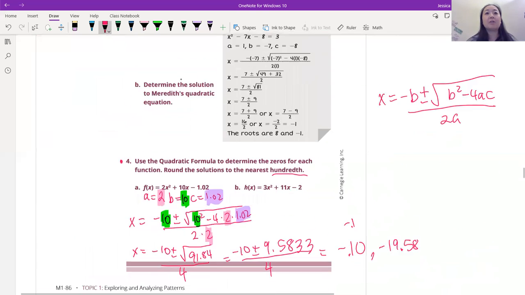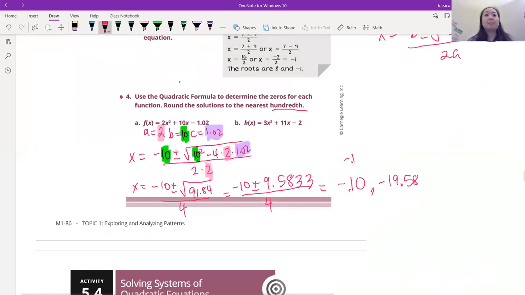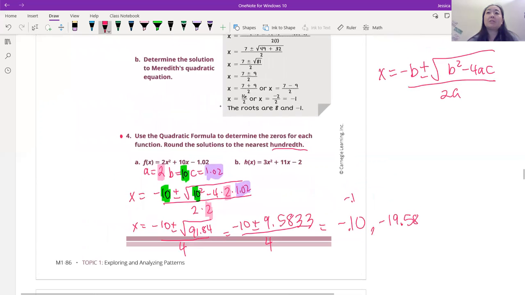All right, so we're going to go and do number 4. This is on page 86. And always the first thing, if I see a decimal here, I'm like, okay, this is probably not factorable, not going to try. So we're going to just go straight to the quadratic formula. And remember, we needed to find our A, B's, and C's.